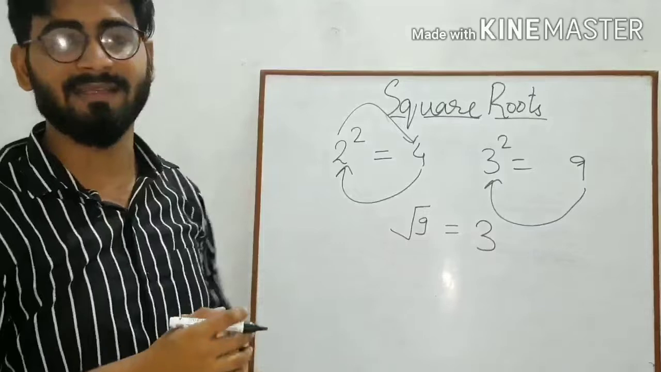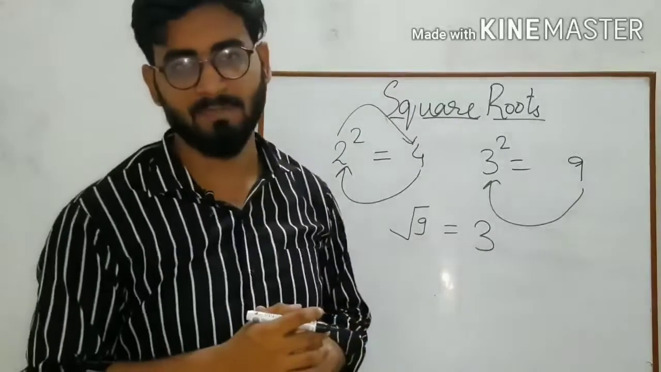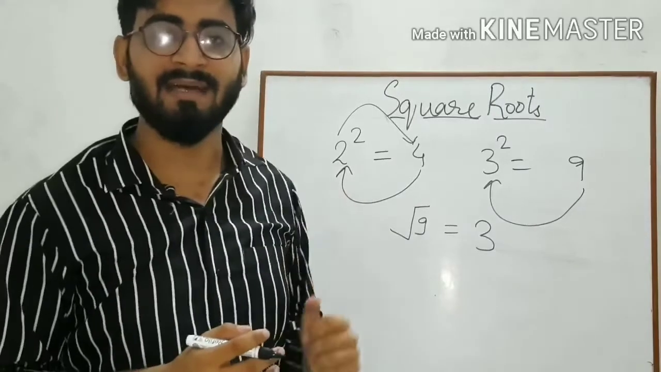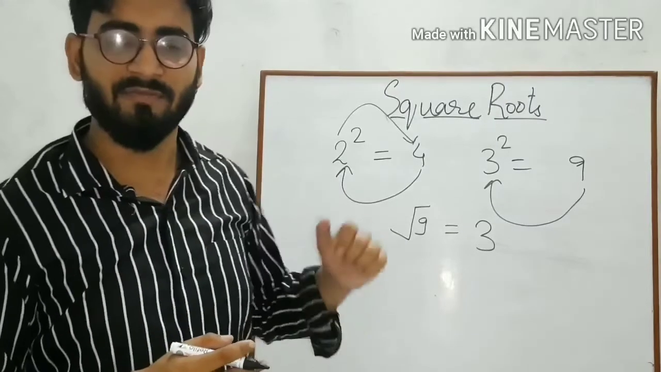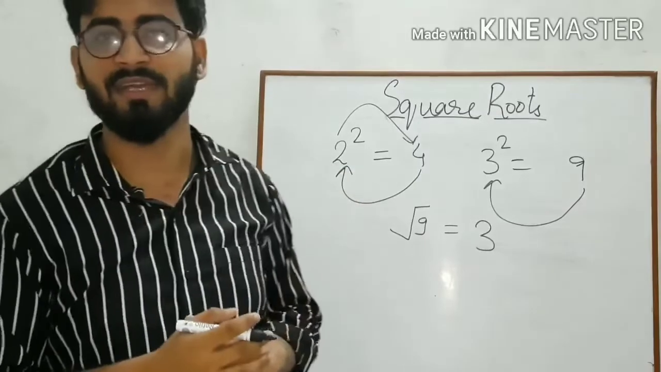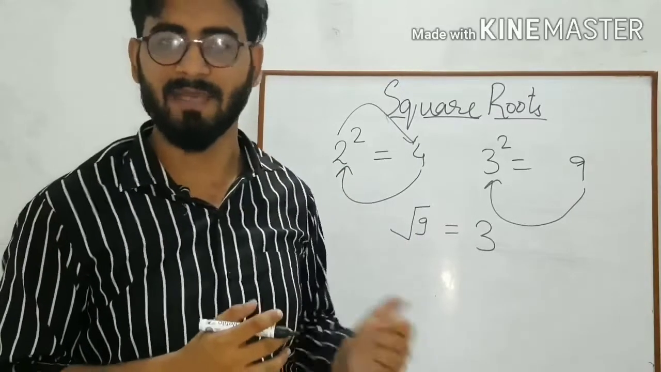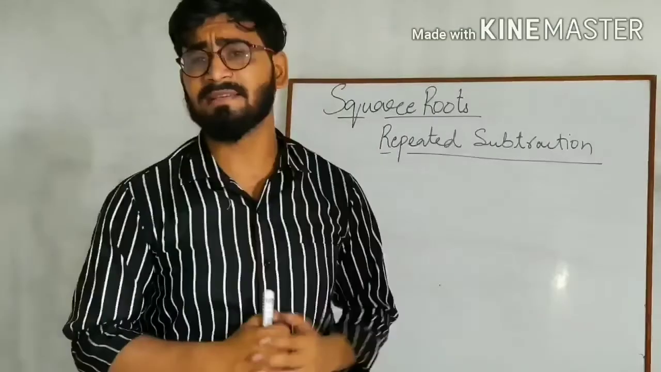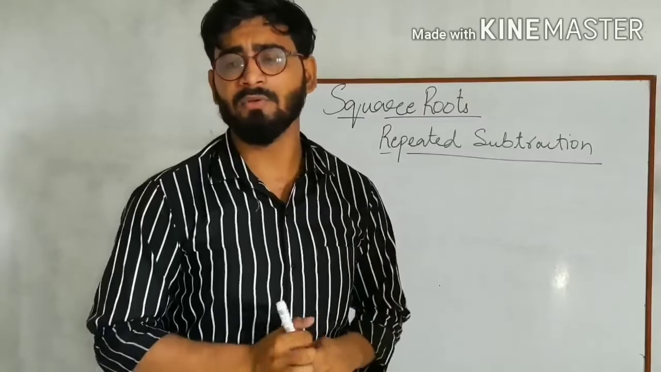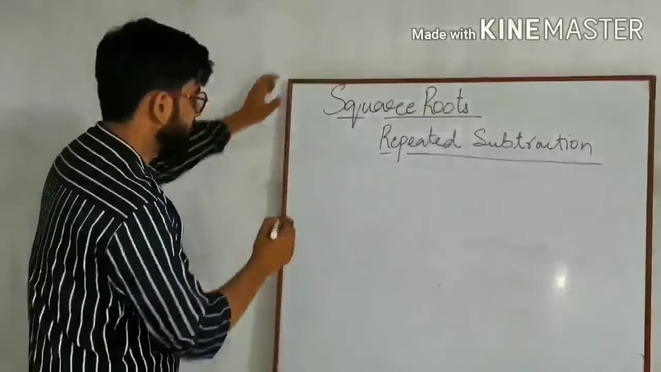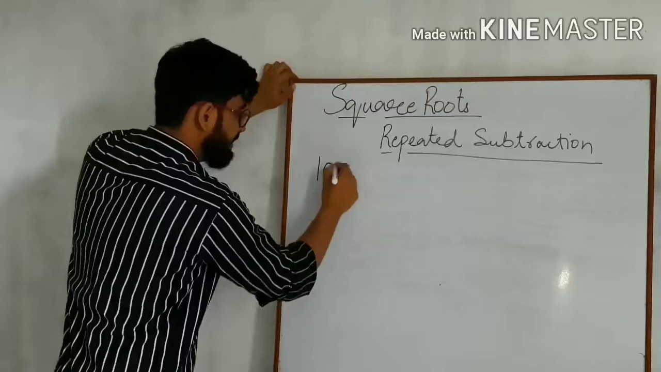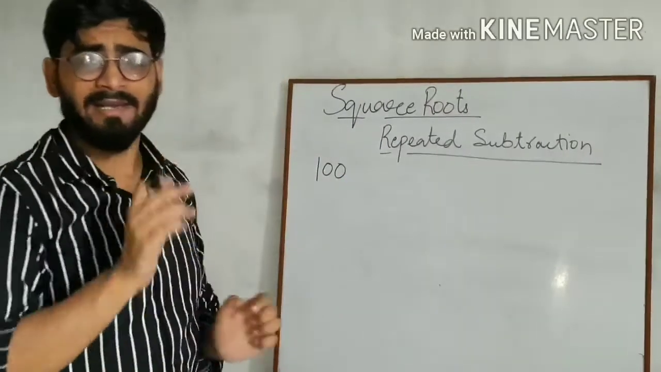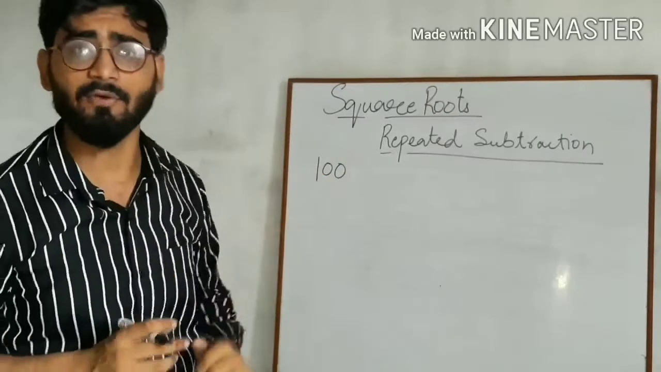And there are three methods to find the square root. So today we are going to discuss the first method to find the square root. The first method which we are going to discuss today is the repeated subtraction method. So what is the repeated subtraction method? I will tell you with one example. Suppose you have to find the square root of 100 by the repeated subtraction method. Then what you have to do? From 100, you have to subtract the successive odd numbers.